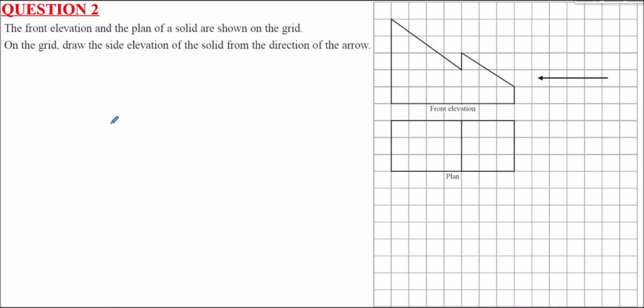Question 2 is about views of the 3D shape. So we have a front elevation and a plan of a solid shown here. This is the front based on the direction of the arrow, as an imaginary person would be looking at it, and the plan just means looking at it from the top down.